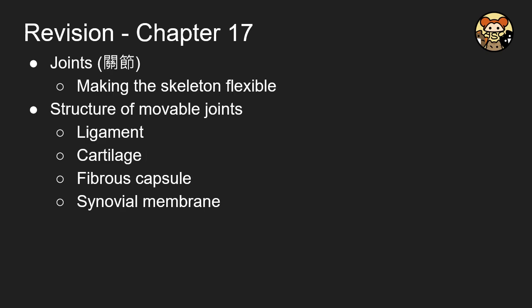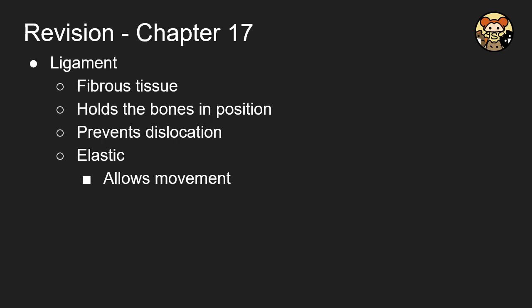And to allow movement, we need some joints. For the joints, there are some general structures like the ligament, cartilage, fibrous capsules, and also synovial membrane. And the ligament is to hold the bones in the correct position, preventing dislocation, and it is elastic, which allows some movement.